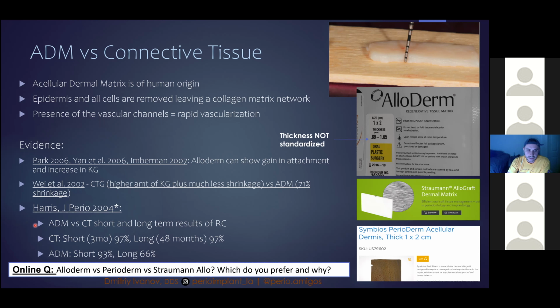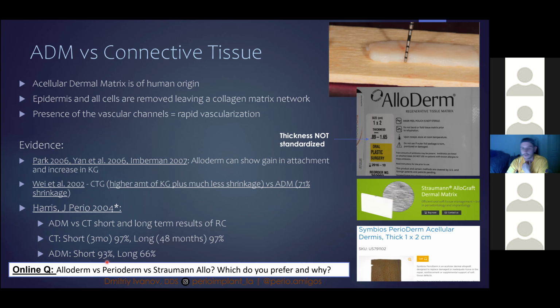And then this is a great study. Harris compared alloderm root coverage versus a connective tissue graft root coverage, showing the short-term results, like 3 months. As you could see, connective tissue short-term 97% root coverage, alloderm 93% root coverage.